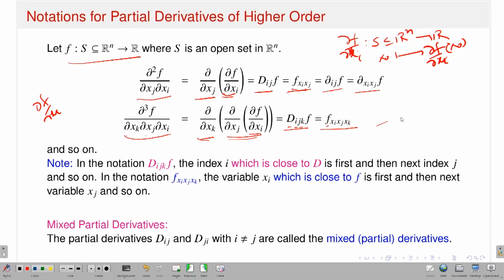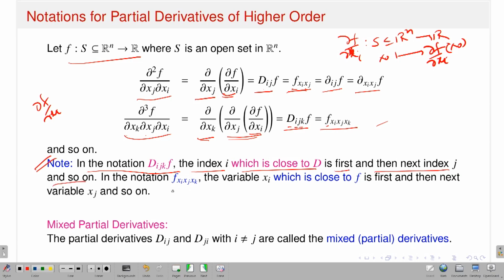So, that is how the notation works, this is for 2 and 3, and it continues like that. I have put a note here. What is the note? In the notation Dijk f, I already mentioned that the index i which is close to D comes first, and then the next index j, and so on.